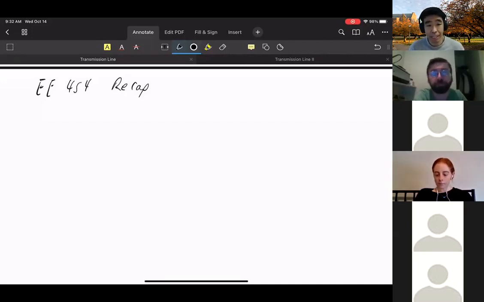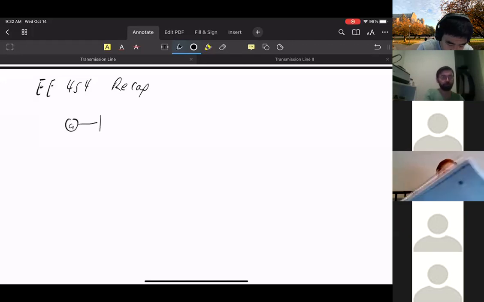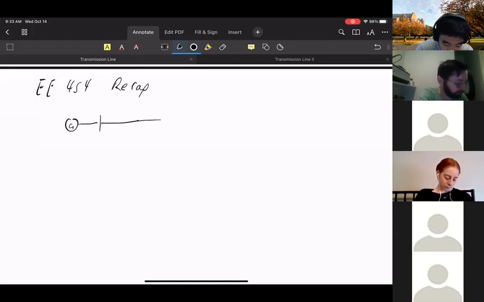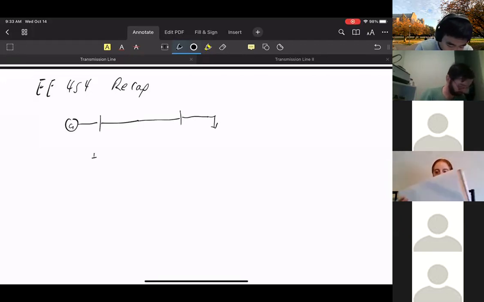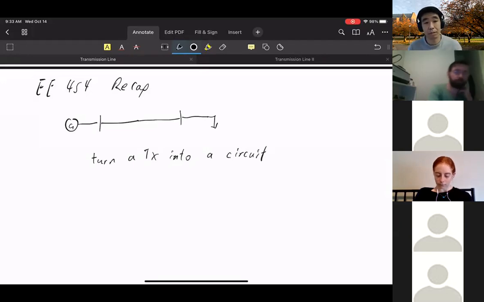A brief recap of what we've been doing for the last few lectures. If you look at the power system, we have a generator on one side, a transformer, a transmission line, another transformer, then some load. What we've been doing is turning a transformer into a normal circuit through the modeling and per unit analysis. And this works for both three phase and single phase.